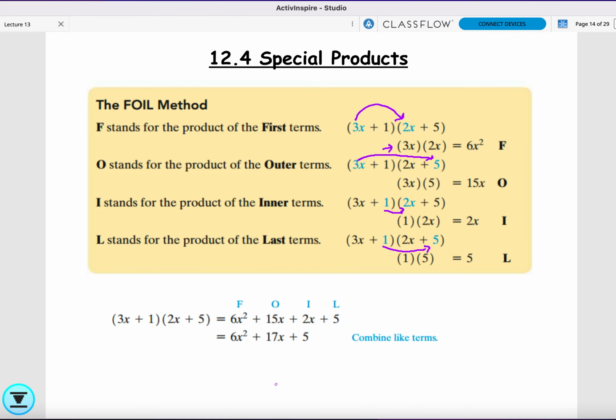So you can pause here to write down this method into your notebook, guys. It's very important to have, because you can actually use the FOIL method as opposed to the box method.